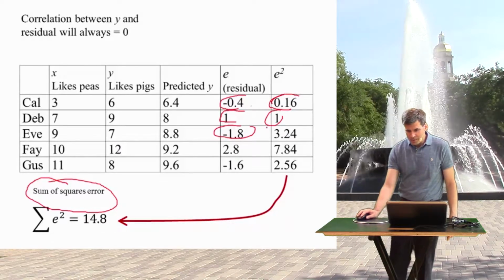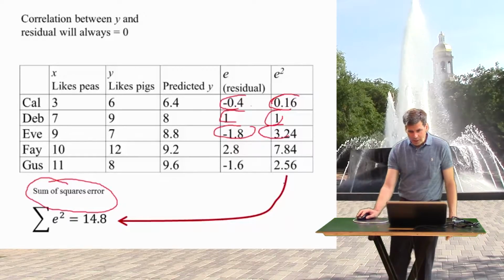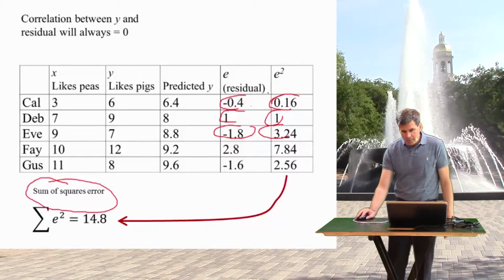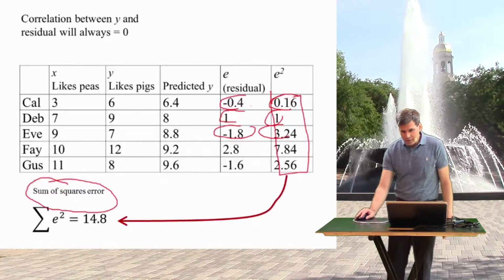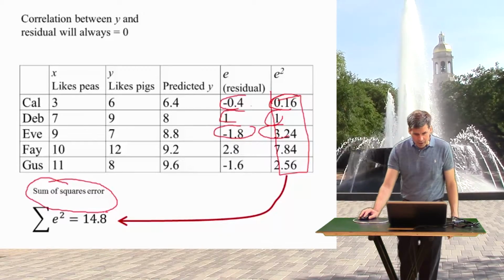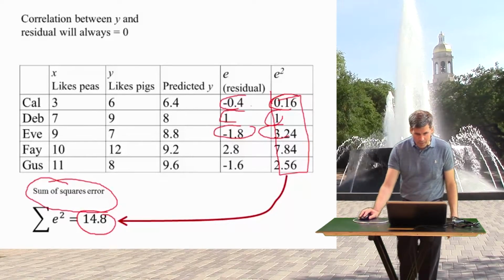Negative 1.8 squared gives us 3.24, and so forth. So I take each error, I square it, and then I add up all 5 of these squared errors, add up everything in that column, and I get a sum of squared error of 14.8.